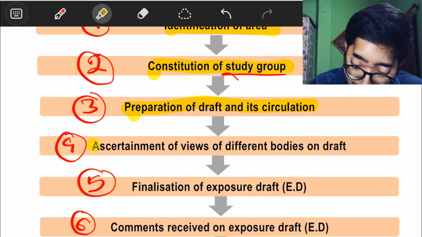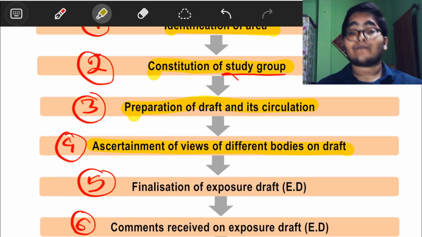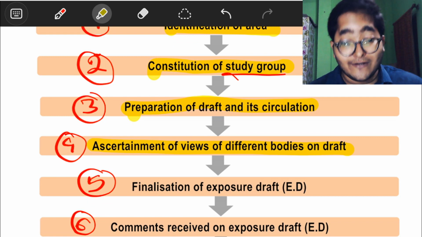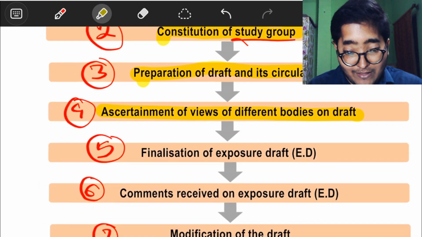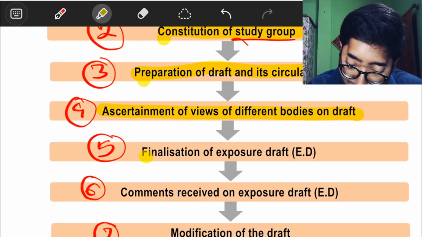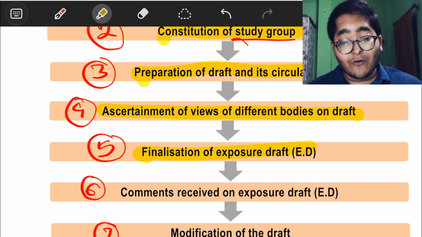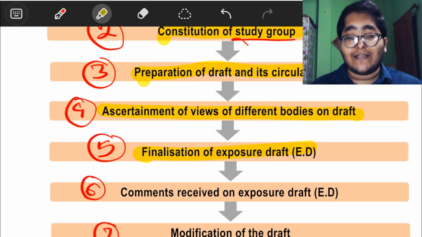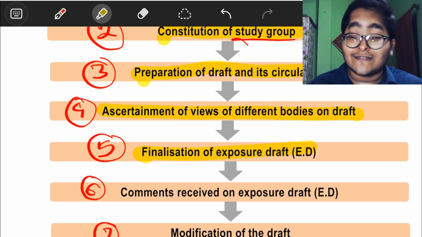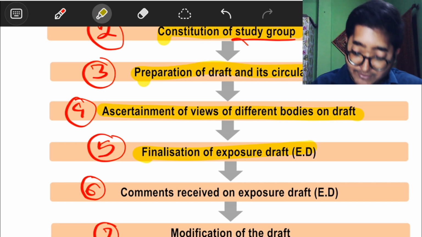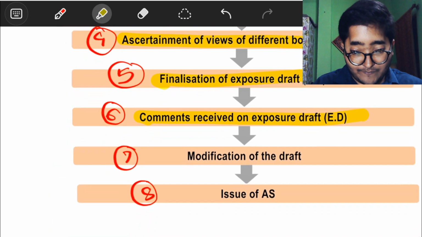Fourth is ascertainment of views of different bodies on draft. The views of different bodies are ascertained. Finalization of exposure draft. After ascertainment of views by different bodies, an exposure draft is created. Next, the exposure draft is circulated among members to receive the comments on the exposure draft.